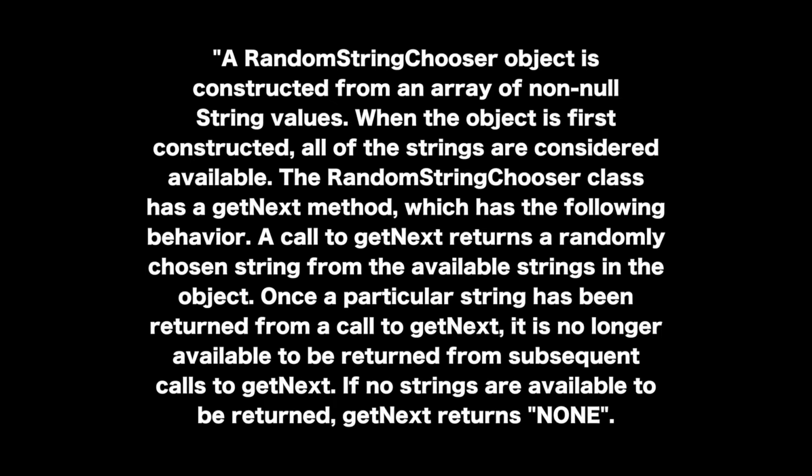The first part is: a random string chooser object is constructed from an array of non-null string values. When the object is first constructed, all of the strings are considered available. The random string chooser class has a getNext method, which has the following behavior. A call to getNext returns a randomly chosen string from the available strings in the object. Once a particular string has been returned from a call to getNext, it is no longer available to be returned from subsequent calls to getNext. If no strings are available to be returned, getNext returns none.